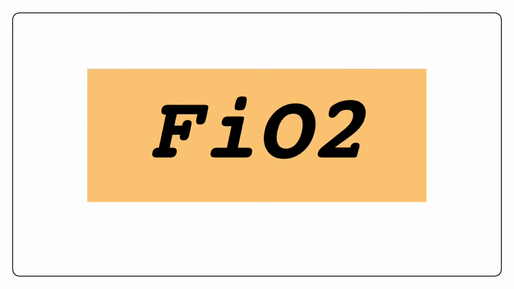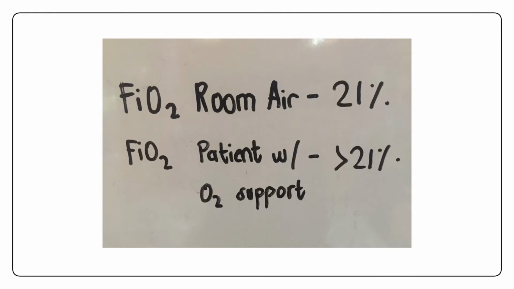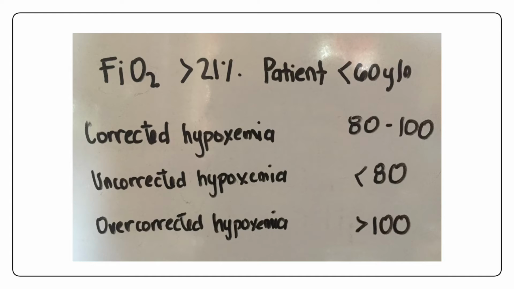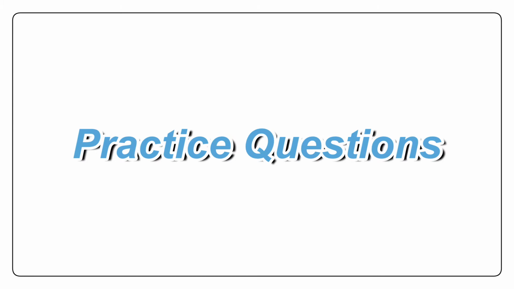Now we have added another parameter to look at, the FiO2. The FiO2 of a patient without oxygen support is 21%, which means above 21%, the patient is receiving oxygen support. Step 1. Look at the age of the patient. This is the table guidelines to interpret the ABG result of a below 60-year-old patient with oxygen support. As you have noticed, we have used the term corrected, uncorrected, and overcorrected for a patient that is receiving oxygen support. Now let's try some practice questions.